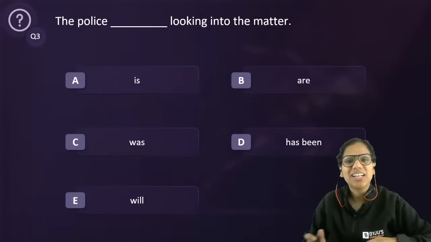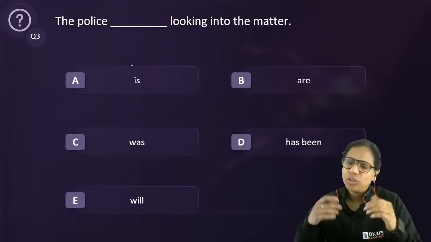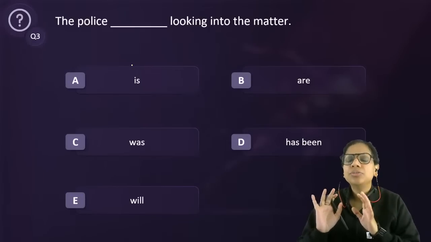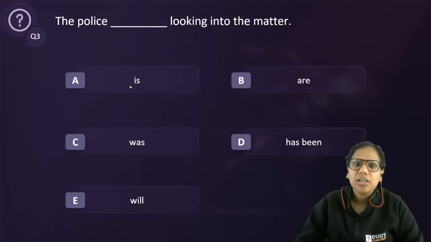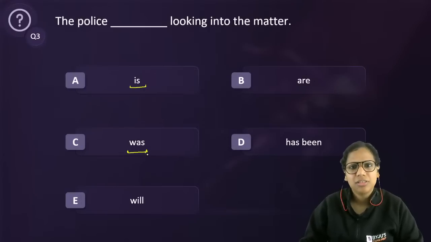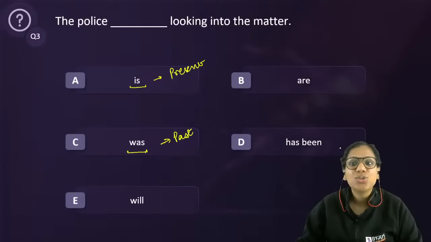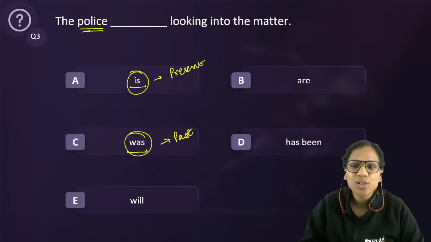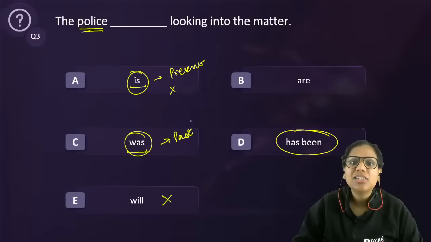D. Okay, interesting answers. So, one clue for you. Although this is a common concept, still, let's say you do not know whether it should be singular or plural. Do you notice something? Is and was both can fit. Yes, because no context is given to us. It can be a sentence in the present tense also, it can be in the past tense also. Yes, the jury has been looking into the matter also makes sense in that case. So probably it is not singular, because is also makes sense, was also makes sense, has been also makes sense, will does not make sense at all.